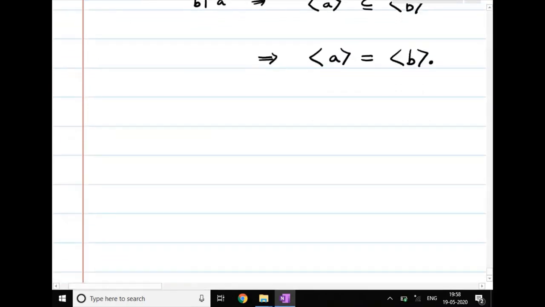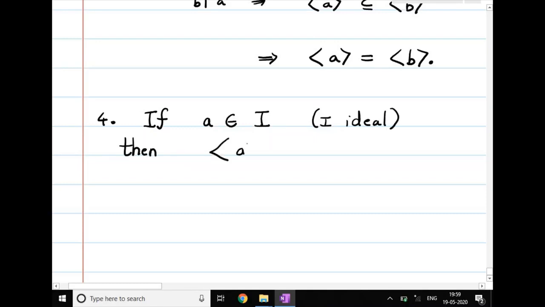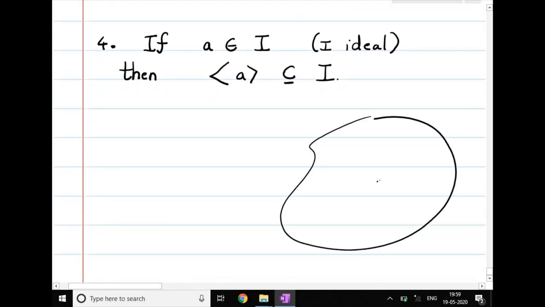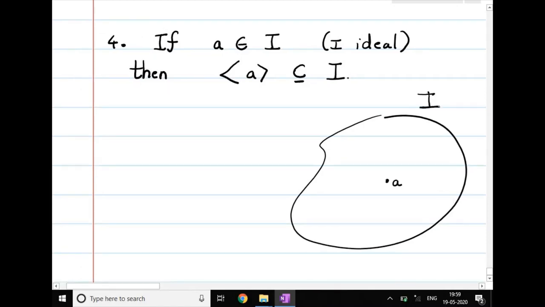The last, fourth important thing that we will need in this chapter is the problem: if A is an element in an ideal I, so say I is an ideal, then the ideal generated by A is a subset of I. So if A is in I, now we look at all multiples of A, that becomes a subset of I. So this is also an easy but important fact.